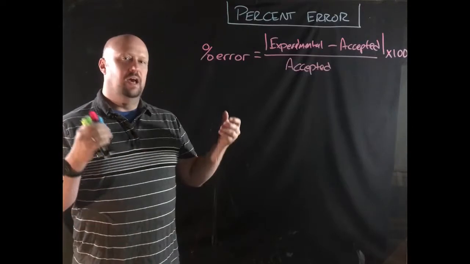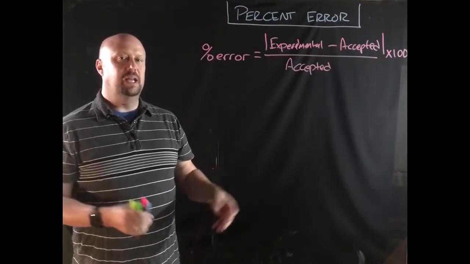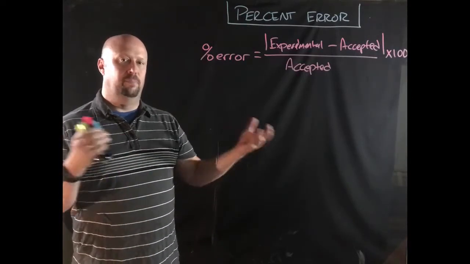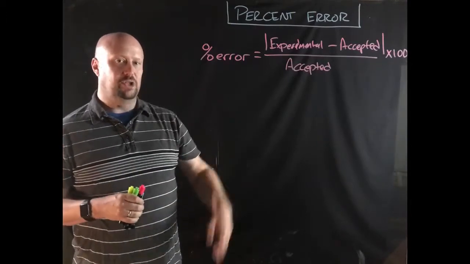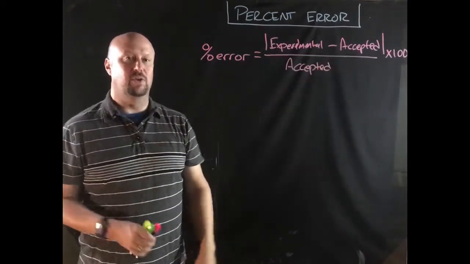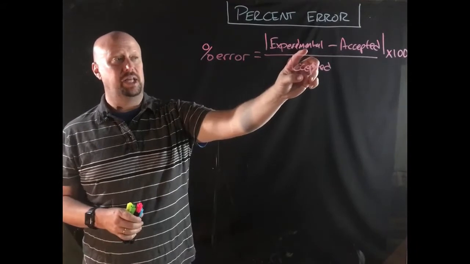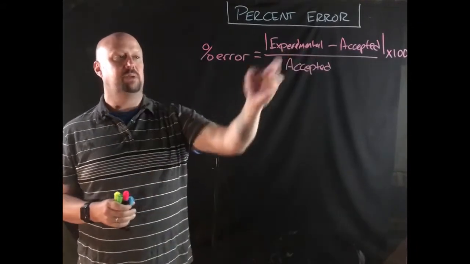If you went to, say, even a source like Wikipedia and looked up the melting point of benzene, it would give you the melting point. That would be the accepted value. What you determine the melting point of that substance to be in the lab is your experimental value.